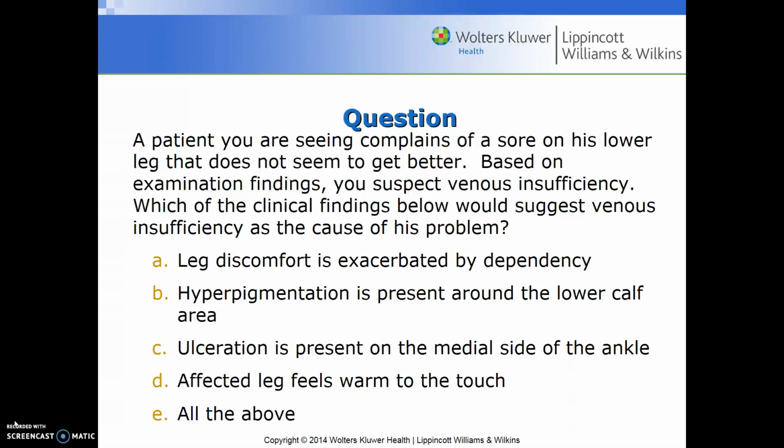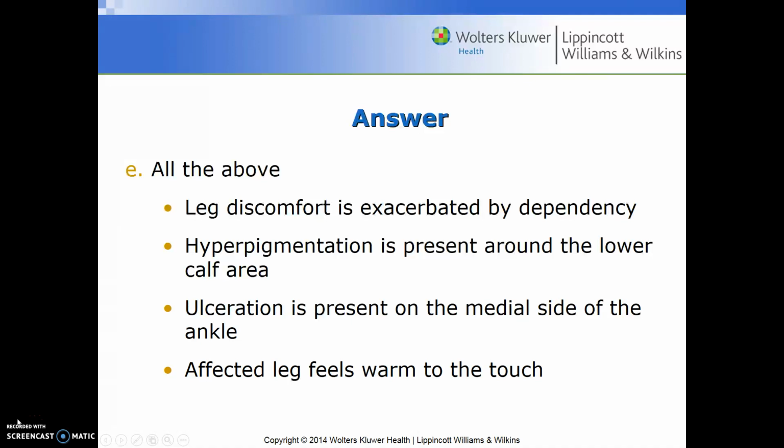So a patient you're seeing comes complaining of a sore in his lower leg that does not seem to get better. Based on your examination findings, you do suspect venous insufficiency. Which of the clinical findings would suggest venous insufficiency as a cause of his problem? A, leg discomfort is exacerbated by dependency. B, hyperpigmentation is present around the lower calf area. C, ulceration is present on the medial side of the ankle. D, affected leg feels warm to touch. Or E, all of the above. The answer is all of the above.